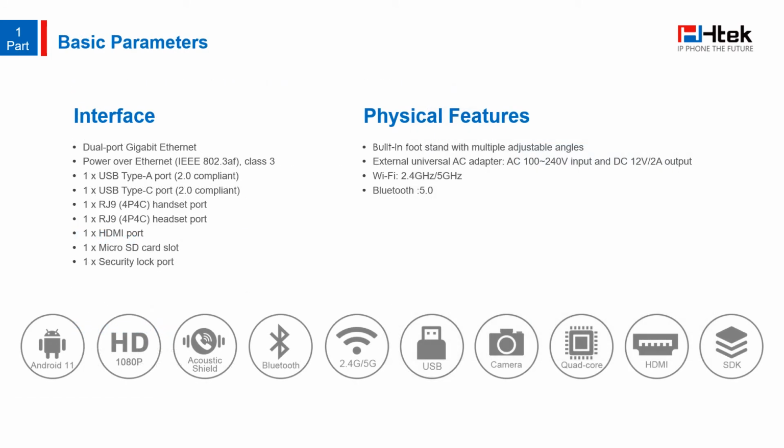As for interface, besides all the ports that can be found on UCV20, UCV22 also has an HDMI port, a micro SD card slot, and a security lock port. It has a Type-A USB 2.0 port, as well as a Type-C USB 2.0 port. The built-in full stand of UCV22 can be stepwise adjusted to multiple angles, instead of 2 fixed angles. It has built-in Wi-Fi and Bluetooth 5.0.